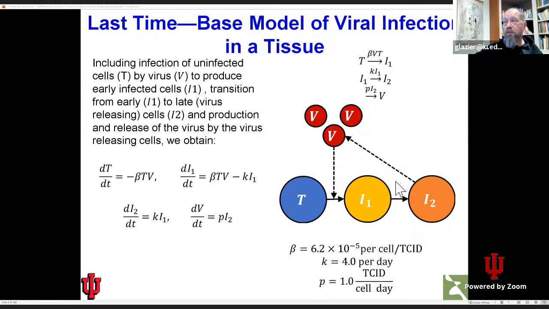And so then we built a very simple model that looked very much like our SIR model of infection, where we had some population of susceptible cells. They were exposed to virus. They made early infected, or eclipse phase infected, cells. Those eclipse phase cells became virus-releasing I2 cells, and they released virus. So that was our base model. And that was pretty much where we stopped the last time.